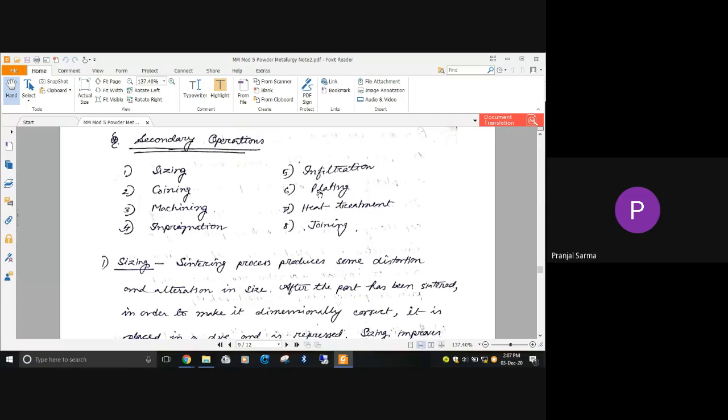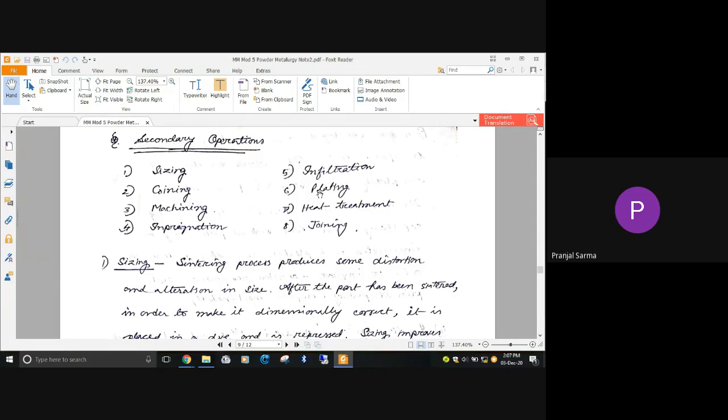All those things we have already discussed, and the main steps involved, starting from the production of metal powder to the main sintering process. So today we'll once again go to the secondary operations, the various secondary operations which can be performed and which are generally performed in powder metallurgical operation.